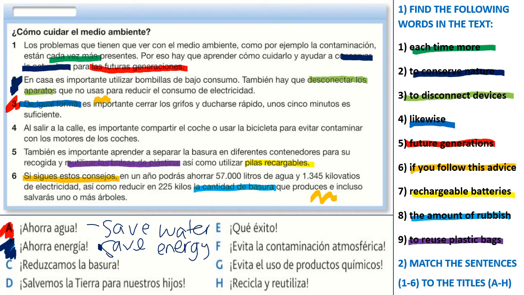So, reduzcamos. Amos on the end means we. Reduzca looks like reduce. Basura, rubbish. So that's going to be reduce rubbish. Salvemos la tierra para nuestros hijos. We know that tierra is earth. Hijos, we should know, is children. And salvemos, we save. Éxito might be a bit more difficult. Means a success.